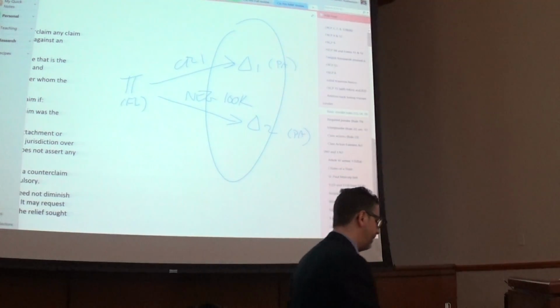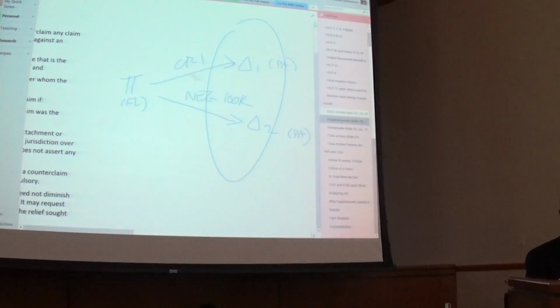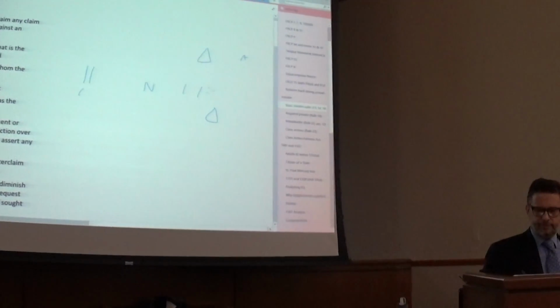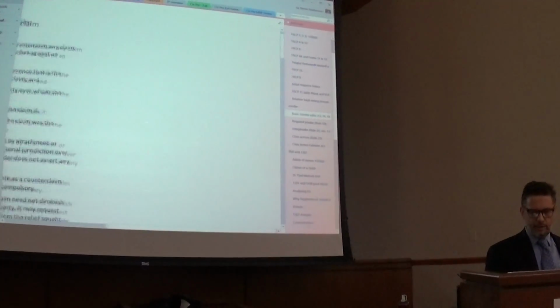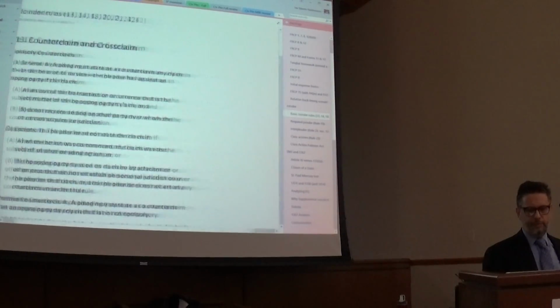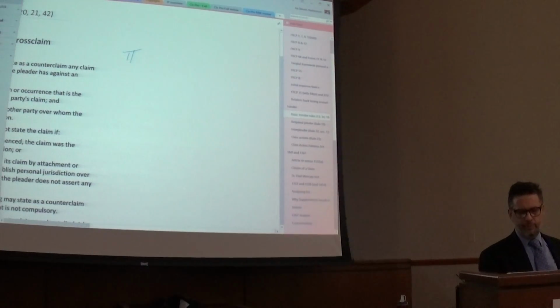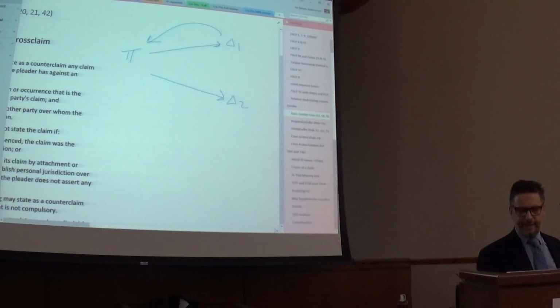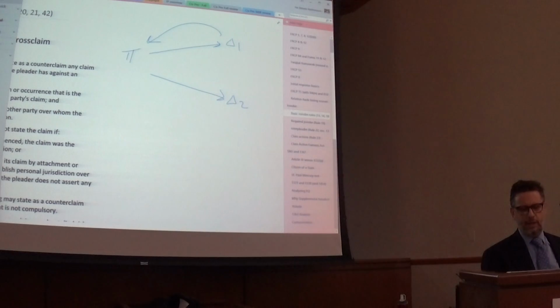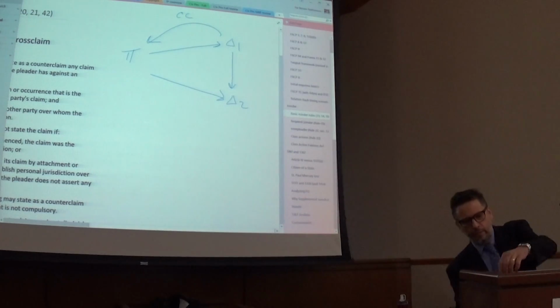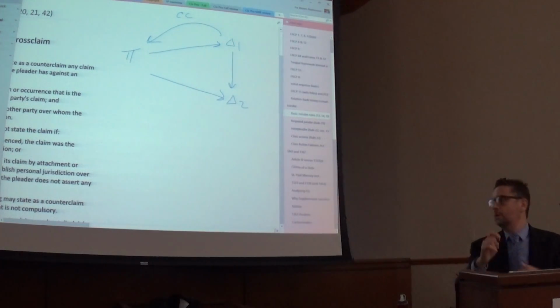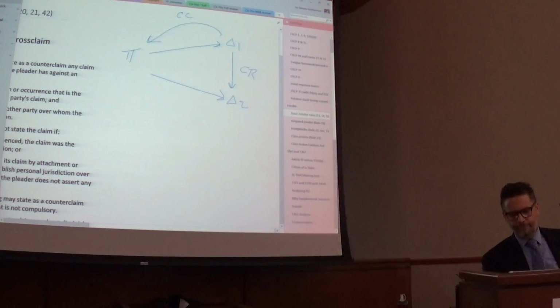All right. Those preliminaries in mind, let's jump a little bit more deeply, but not super deeply, into the questions of joinder. To start off with Rule 13, counterclaims and cross-claims. We did this earlier. P versus D1 versus D2. If D1 goes back against P, that's of course a counterclaim, CC. And if D1 goes against D2, that's of course a cross-claim.